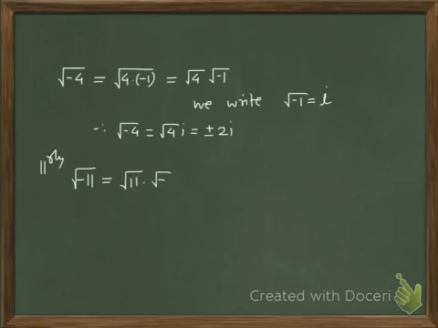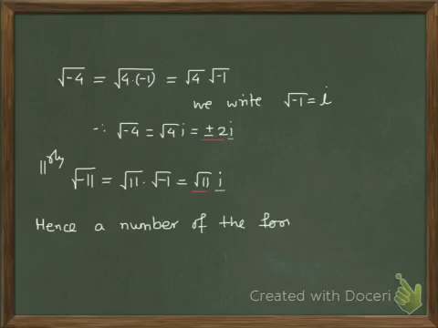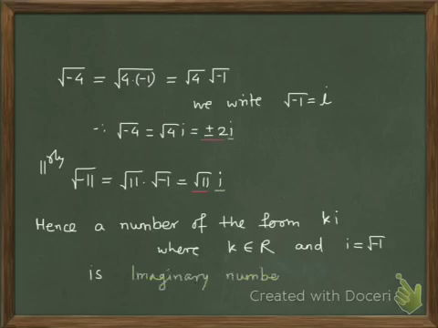Similarly, under root of minus 11 could be written as under root of 11 into under root of minus 1, which is under root of 11 into i. So if we carefully observe, all of these numbers could be written as a real number into i. So hence a number of the form ki, where k belongs to reals and i is equal to under root of minus 1, is an imaginary number.